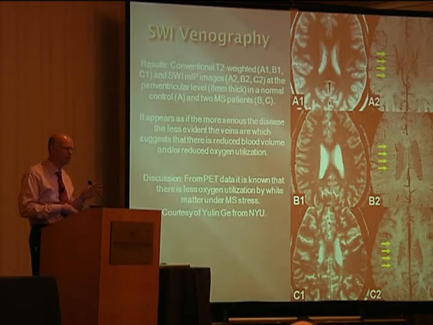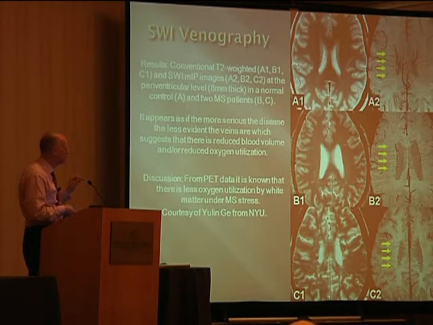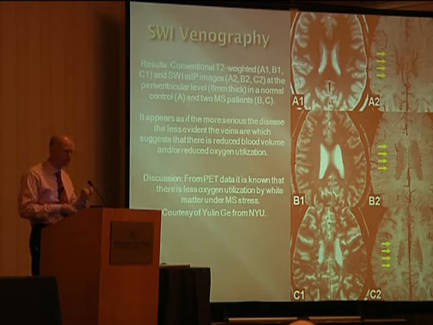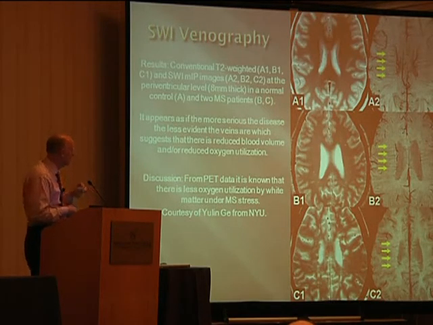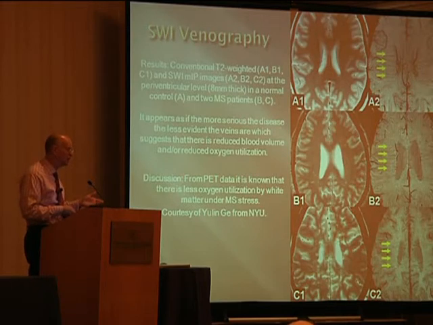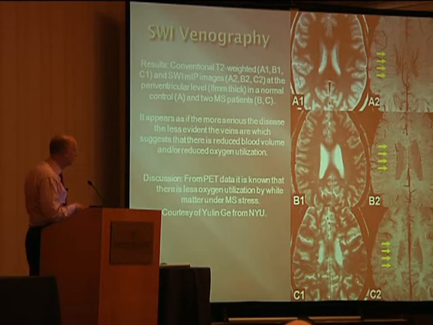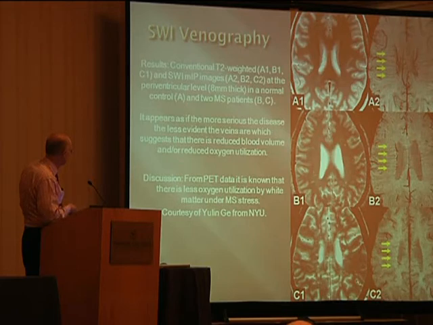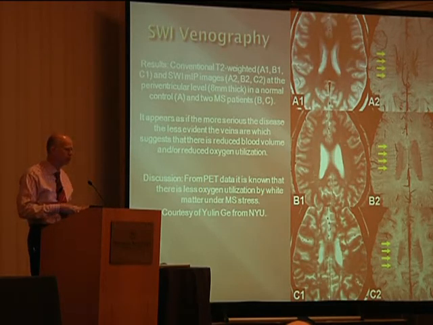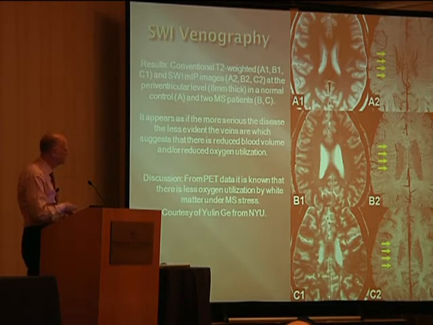So probably what's happening in this work is reduced perfusion and reduced blood volume, because if the vessels get smaller in size, or eventually even atrophy and go away, we won't be able to find them. So this is quite an abnormal finding, and according to his analysis, he believes that this is consistent with the PET data, which is positron emission tomography, that shows there's less oxygen utilization by white matter under MS stress. And in fact, that agrees very well with these results.